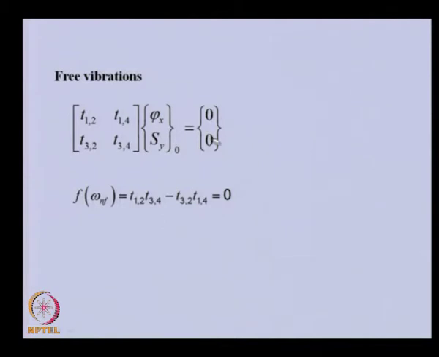This is a homogeneous equation, and for a non-trivial solution, the determinant of this matrix should be 0. So, we have equated this to 0. Basically, this is the frequency equation. T12, T34, all these T terms are functions of the natural frequency. So, here we expect a polynomial.